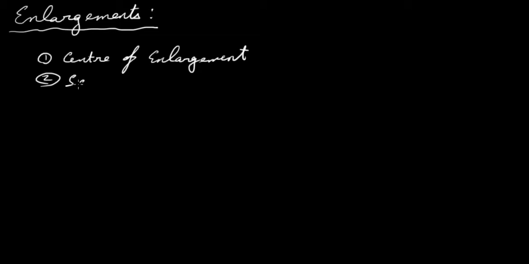So an enlargement is just simply a transformation in which the size and the position of the object changes. In order to carry out an enlargement, you need 2 things. You need the center of enlargement, and secondly you need the scale factor. And we usually call the scale factor K. So let's have a look at an example of an enlargement.